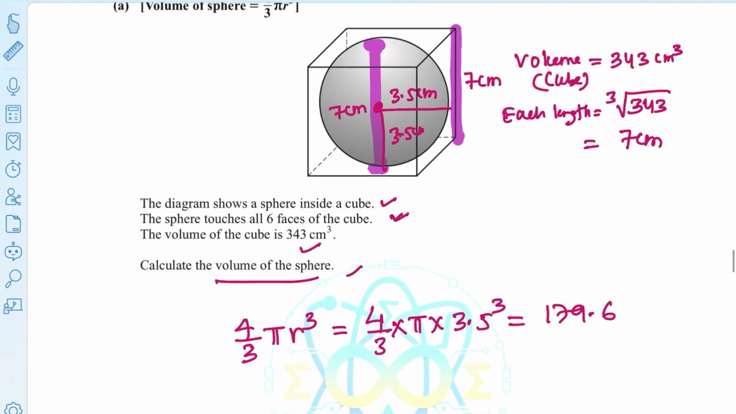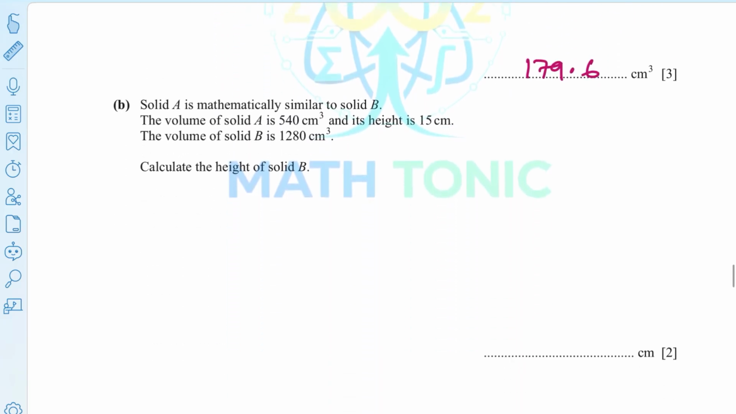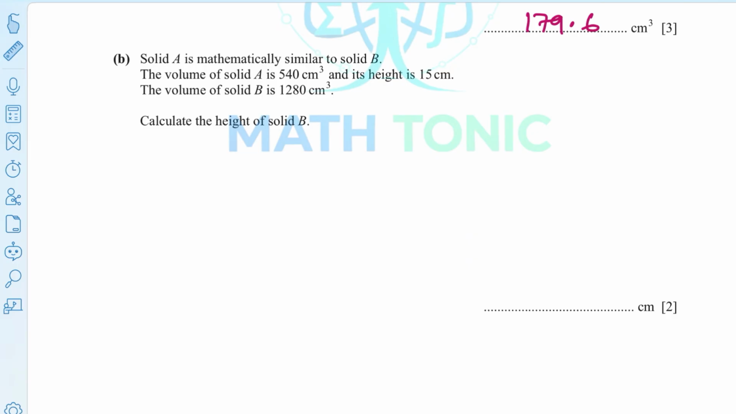179.6 centimeter cube. Did you get it, everyone, clearly? Question number 4. Yes. Now, moving to question number 4B. Again, the question of similar solids.